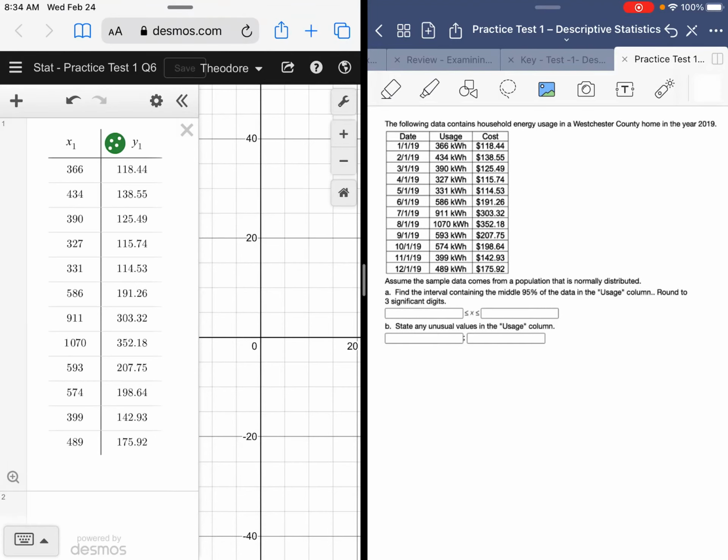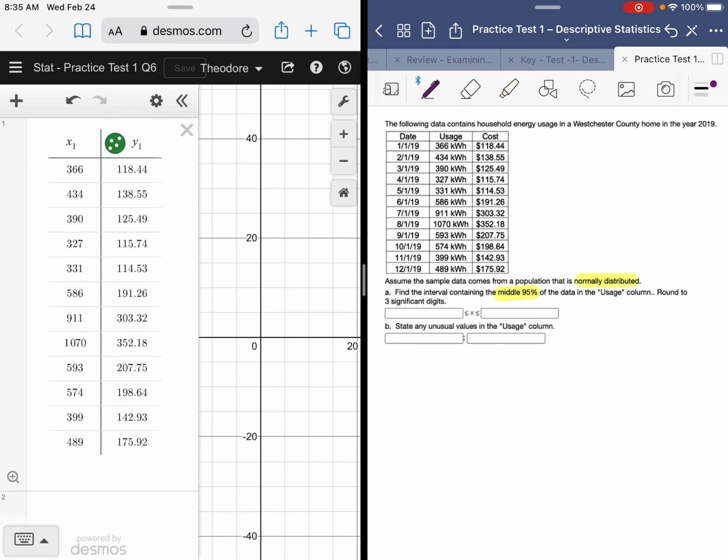So looking at number 6 on practice test 1, it says the following data contains household energy usage in a Westchester County home in the year 2019. So we have all this information. Assume that the sample data comes from a population that's normally distributed. In part A, it is asking us to find the interval containing the middle 95% of the data.